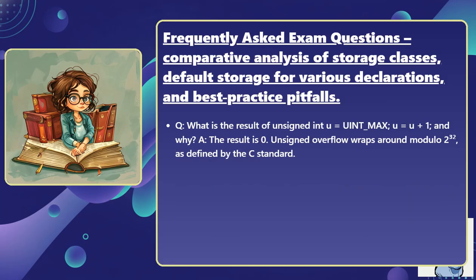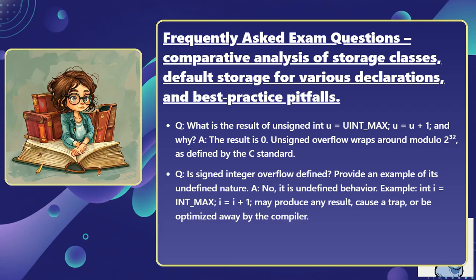Question: what is the result of unsigned int u = UINT_MAX; u = u + 1, and why? Answer: the result is 0. Unsigned overflow wraps around modulo 2^32 as defined by the C standard. Question: is signed integer overflow defined? Provide an example of its undefined nature. Answer: no, it is undefined behavior. Example: int i = INT_MAX; i = i + 1 may produce any result, cause a trap, or be optimized away by the compiler.